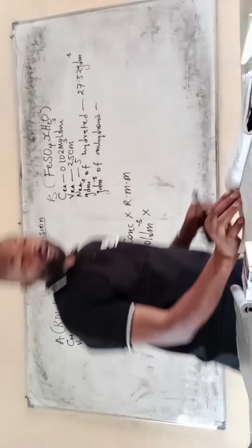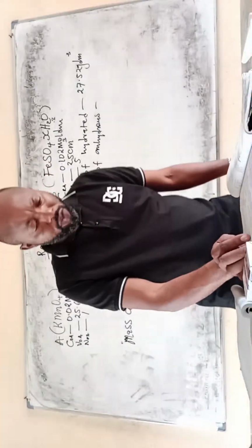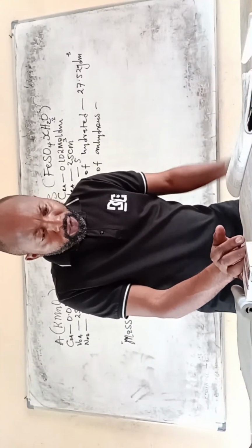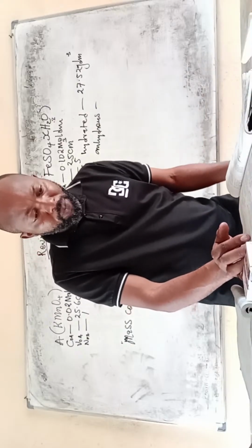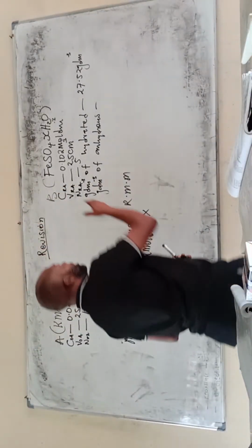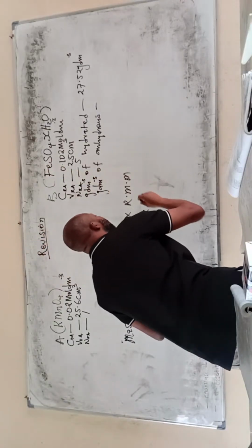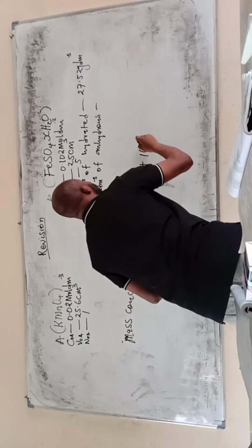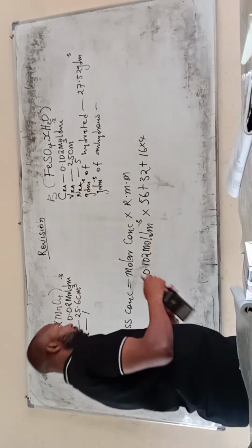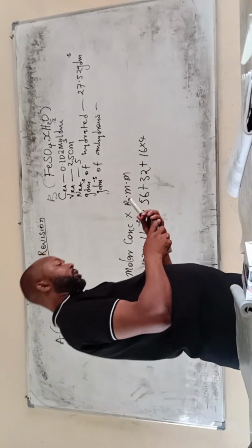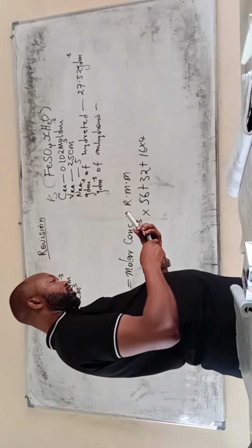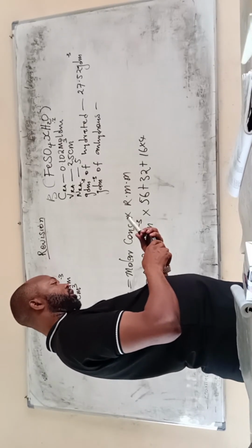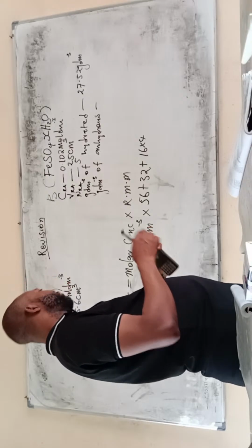Let me just check the one that has been calculated already so that I wouldn't stress myself going through that. If it is not given, then we'll calculate it. I'm not seeing it. So let's deal with it. Iron here is 56 plus sulfur is 32 plus oxygen is 16 times 4. If I do that, 16 times 4 plus 32 plus 56, that's 152.